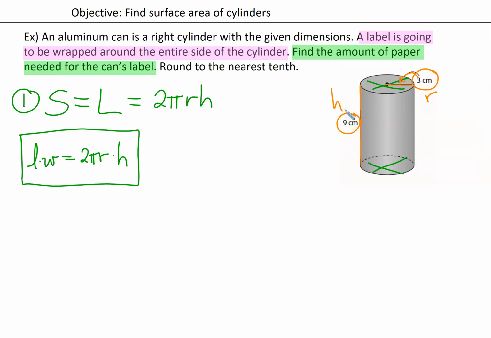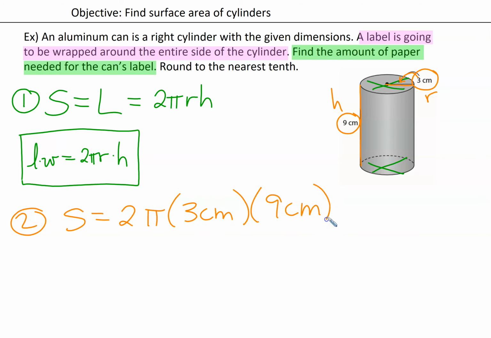So in this problem, it's kind of nice and straightforward. We don't really have to do any conversions or other calculations. So our surface area is going to be 2 times pi times our radius of 3 centimeters times our height of 9 centimeters. Centimeters times centimeters is going to give us centimeters squared. We're going to round to the nearest tenth again.